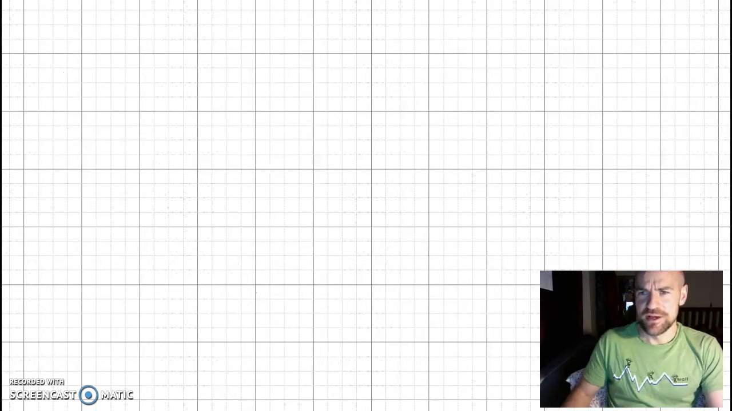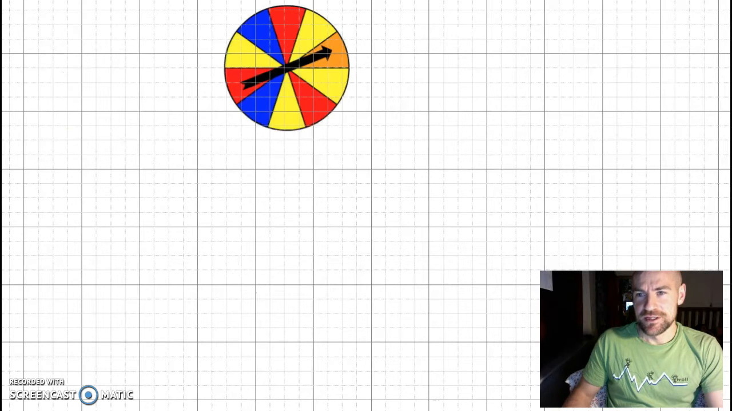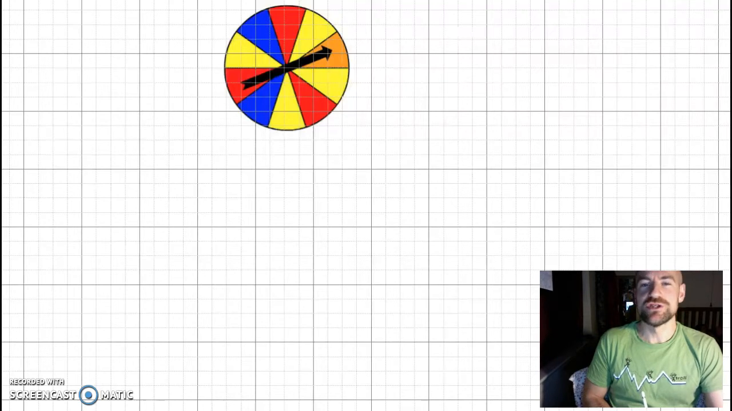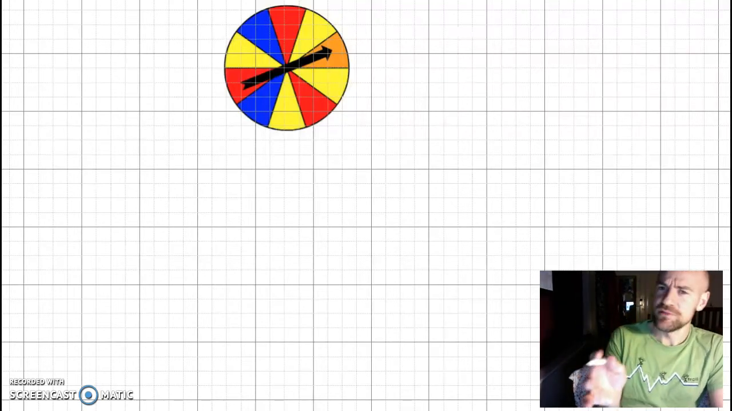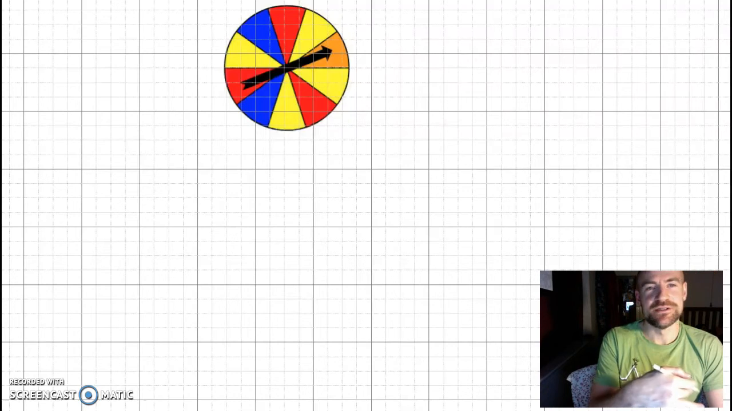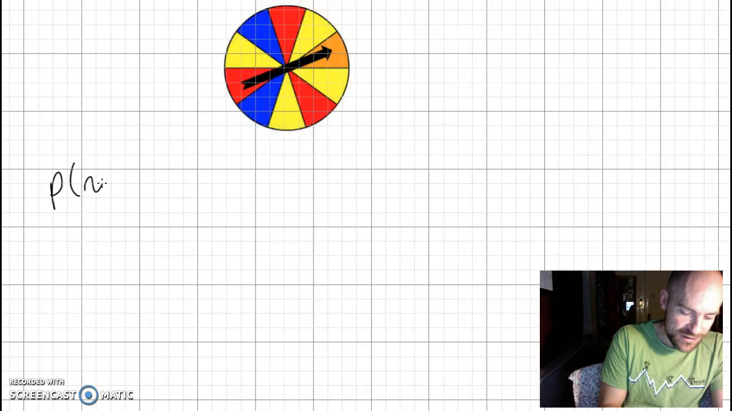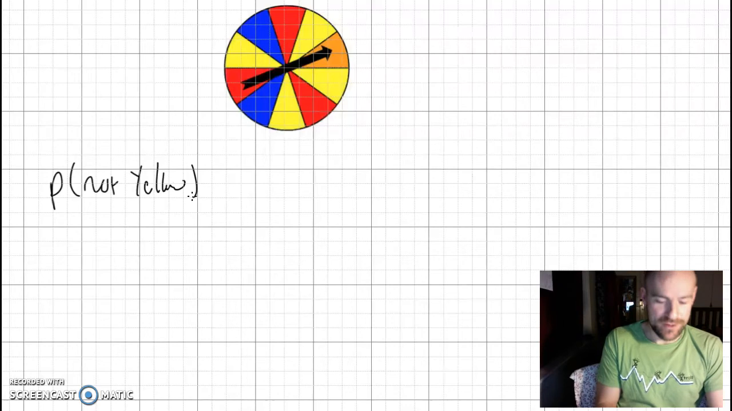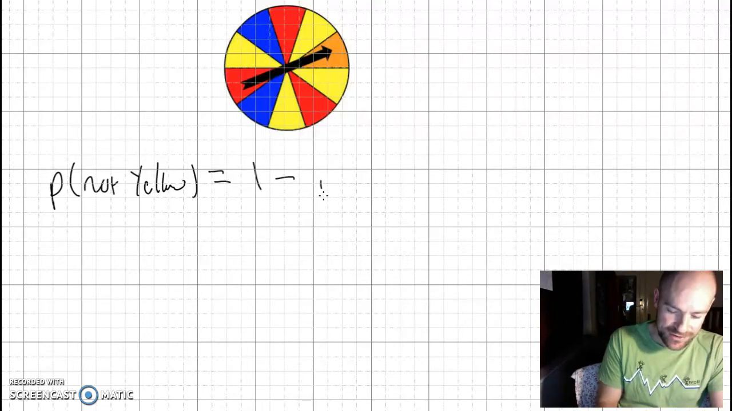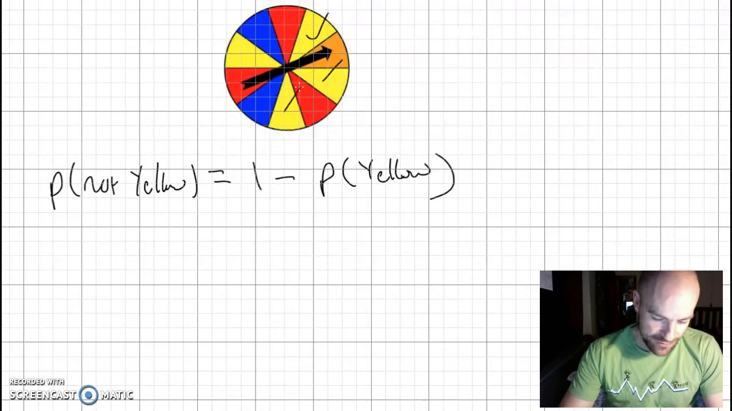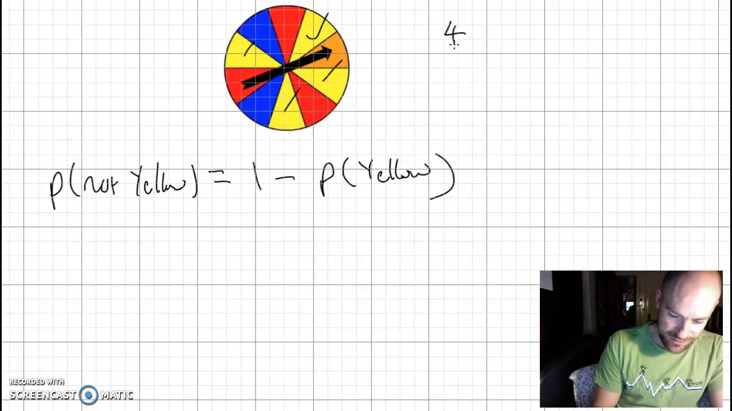Now we can look at this in another situation. So if we look at, say, this spinner here, if we wanted to know the probability of not landing on red, well, let's not do red because we did red last time. Let's do yellow. So the probability of not yellow. Now, from before, we know that that's just 1 minus the probability of picking yellow. So let's work that out first. How many yellows have we got? We've got 1, 2, 3, 4 yellow options, so that goes on the top of the fraction.